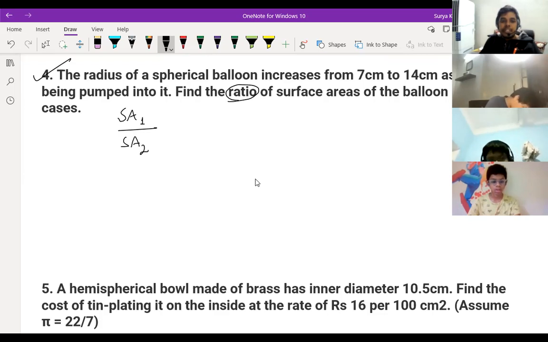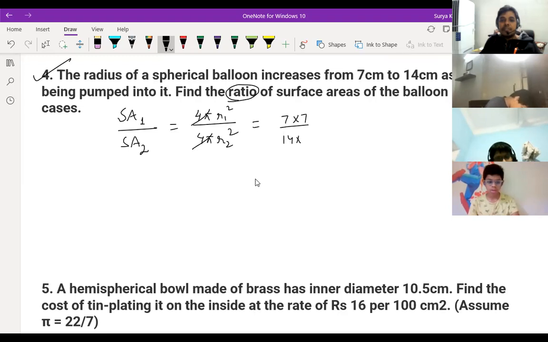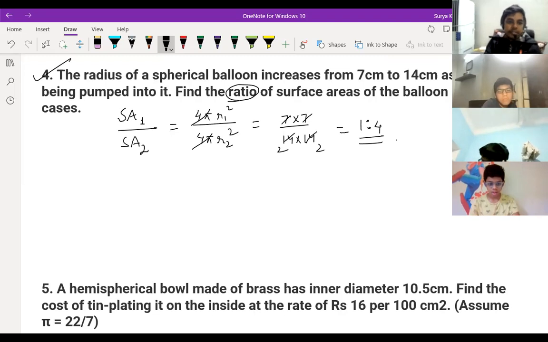Then we can write the same formula, 4 pi r squared. Simply, 4 pi gets cancelled. R1 is 7 into 7, R2 is 14 into 14. So 7 2s are 14. Answer is 1:4. Okay, that's it.